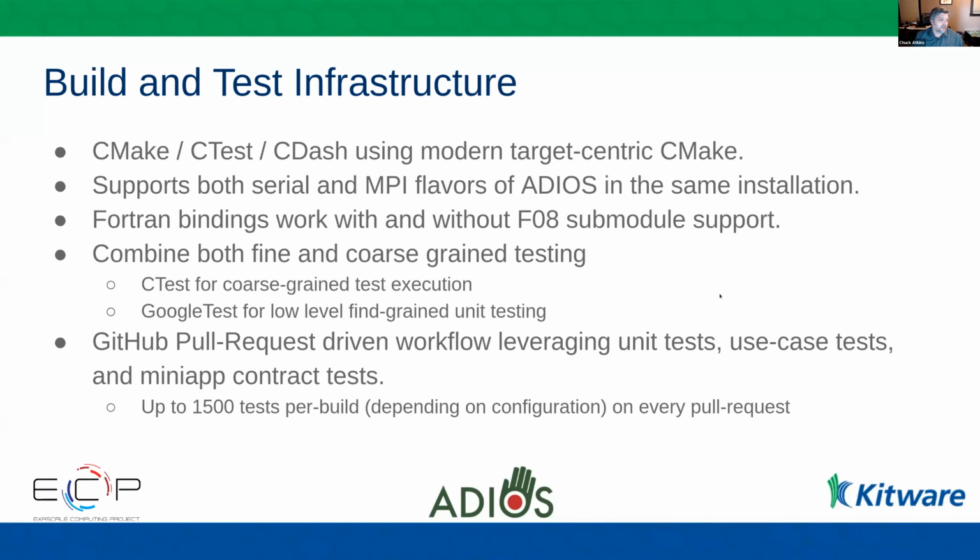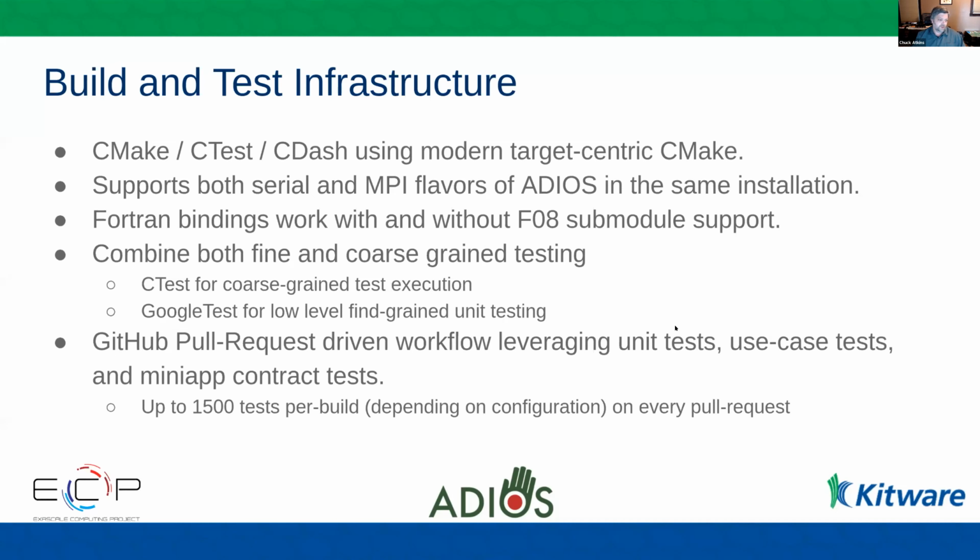I did want to spend a few minutes to tell you about some of the build and test infrastructure we have in ADIOS that goes to the underpinnings of why ADIOS is something that's stable that you can use at scale and rely on. Our build and test infrastructure right now is built on top of CMake, CTest, and CDash, using a modern target-centric CMake. We support both serial and MPI flavors of ADIOS in the same installation. That's particularly useful for applications that have a front-end component and a back-end component, where you might have a serial front-end and a parallel distributed back-end, without needing two separate installations of ADIOS.